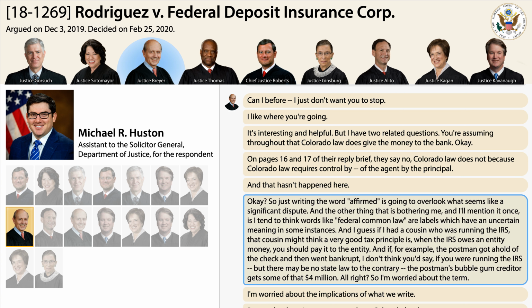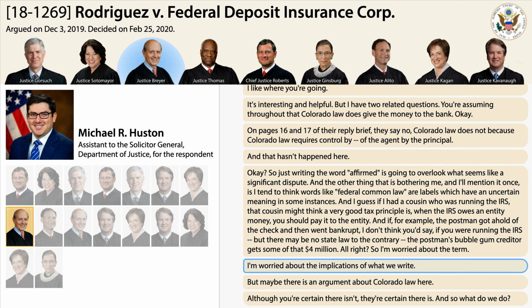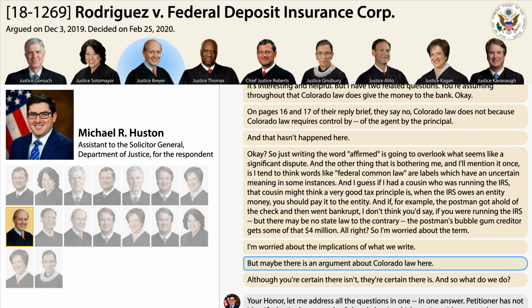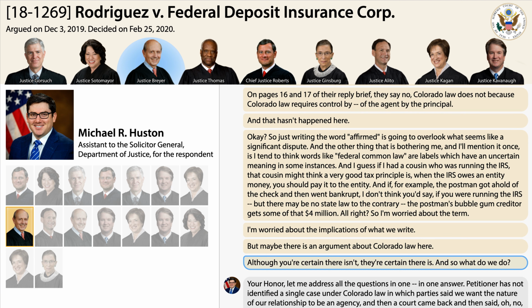All right, so I'm worried about the term. I'm worried about the implications of what we write. But maybe there is an argument about Colorado law here. Although you're certain there isn't, they're certain there is. And so what do we do?